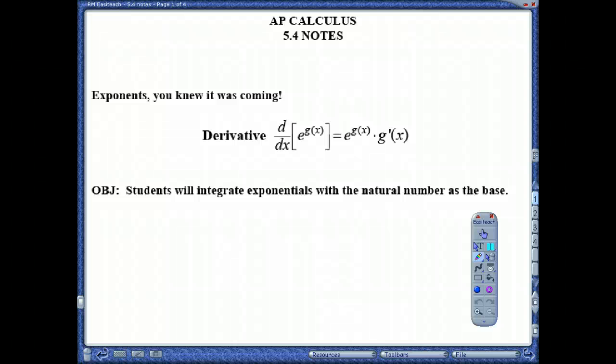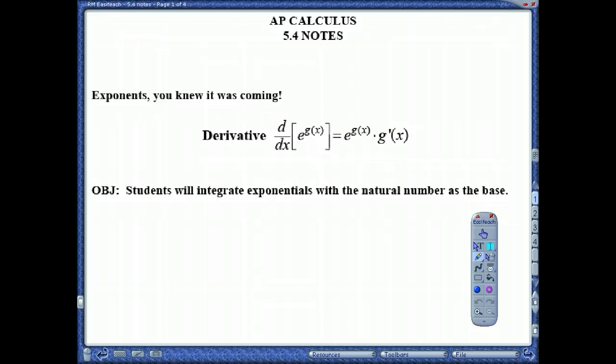Okay, welcome to a section I know you're really going to like. You're really going to like it because if you notice, there's only 4 slides here. We just covered logarithms. You know exponents is coming after that. We did it in the same order when we did derivatives.